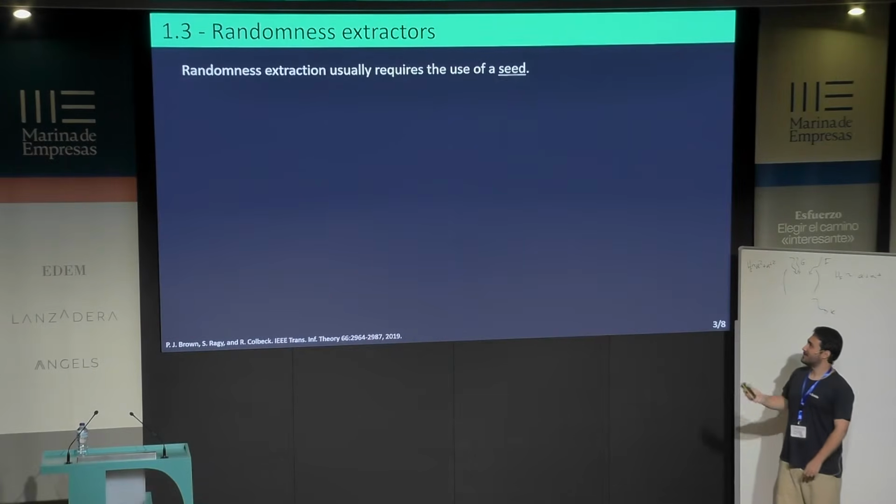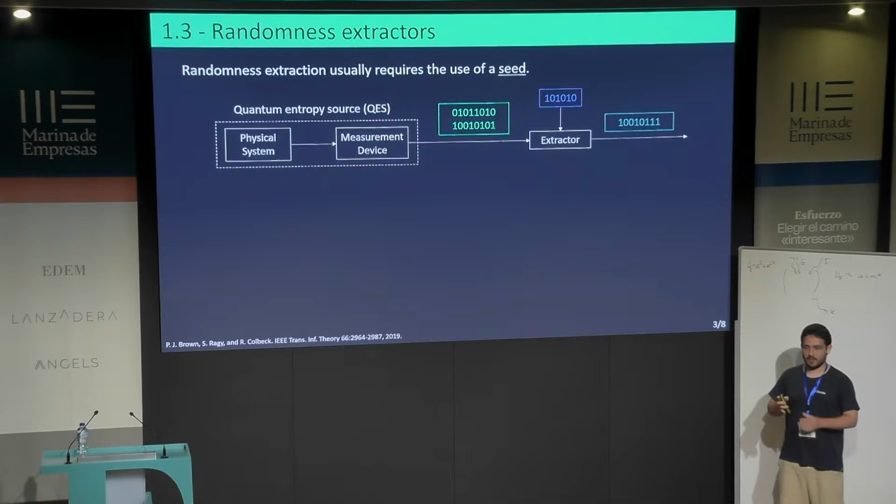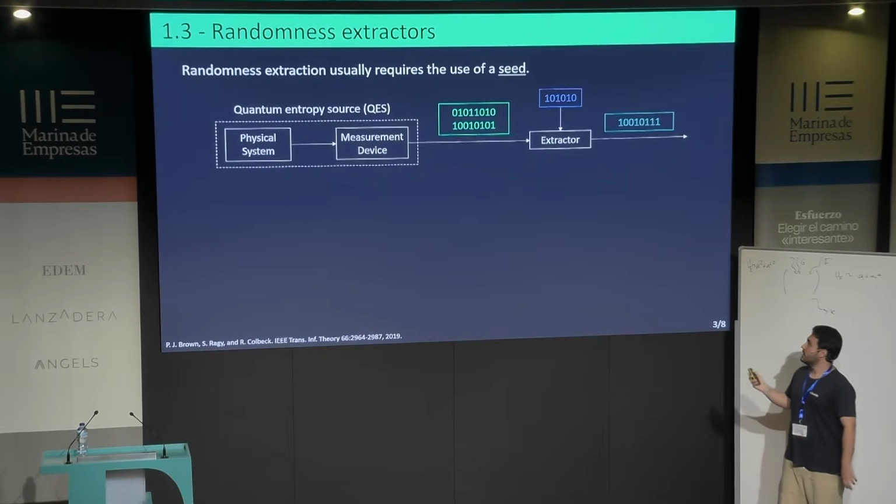Now we go specifically onto randomness extractors. And randomness extractors, as I said, are the post-processing step that refine the raw sequence of bits into the near-perfect one. And it turns out that most of them actually require the use of a seed, which is an additional input, a short string of bits, that needs to be also near-perfect and needs to be independent from the raw sequence of bits that we want to refine.